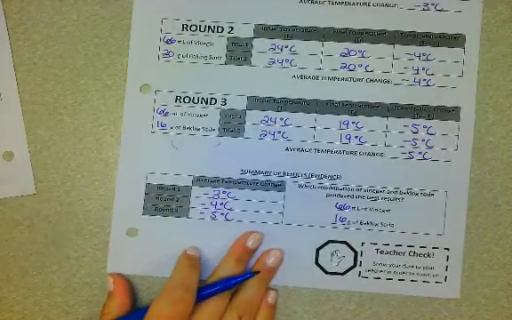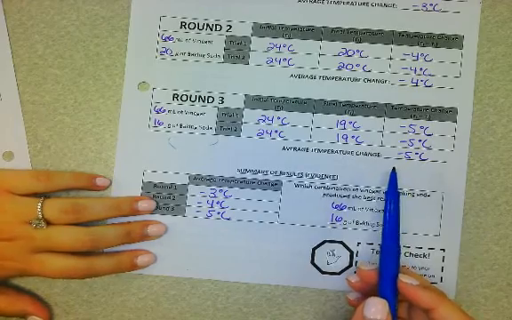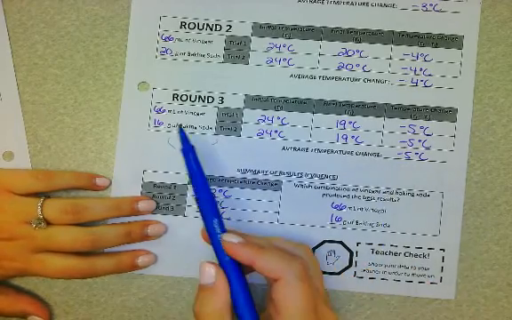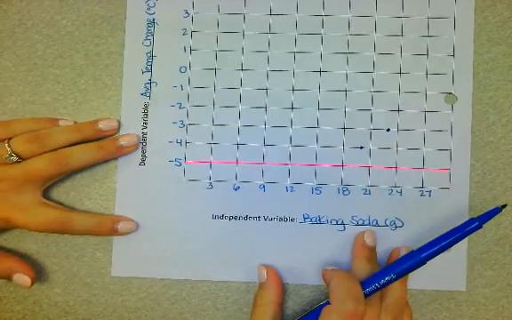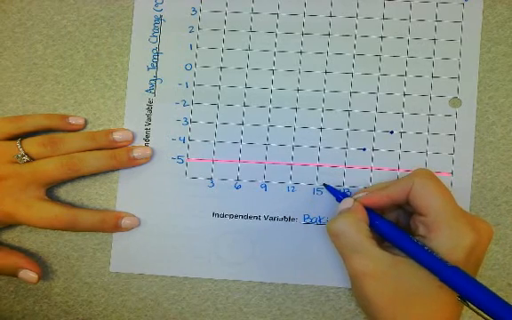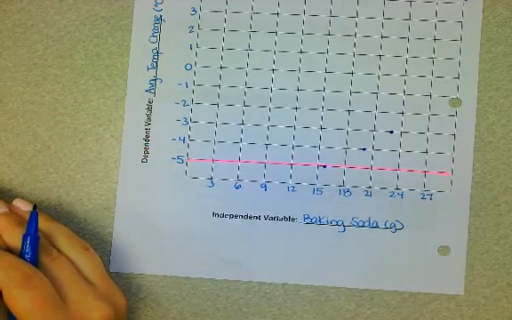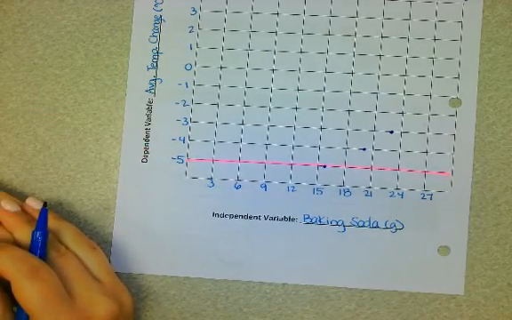And finally, for round 3, yay, they got it, the -5 drop. So here we're at -5 and 16 grams of baking soda. We're going to plot that on our graph. So here's 16 and -5. You're going to be right around there. All right, so you have your data.